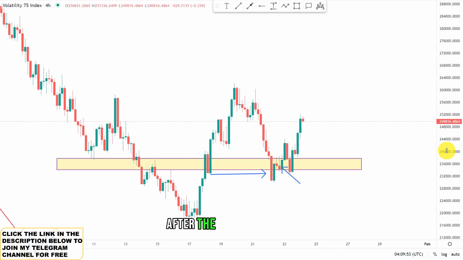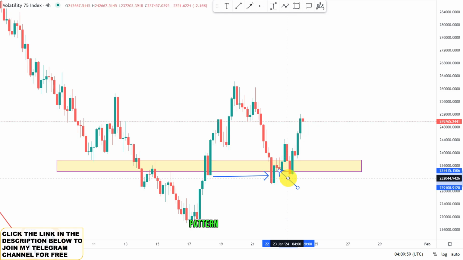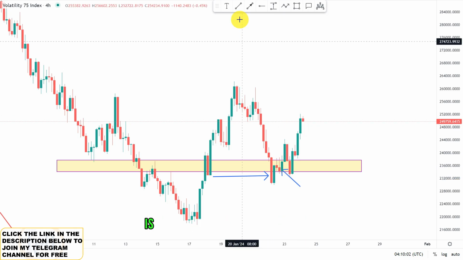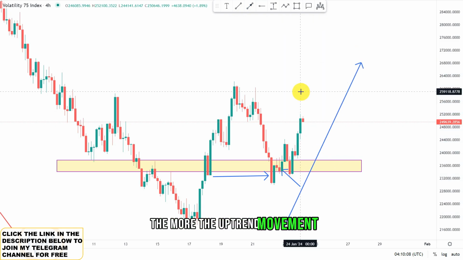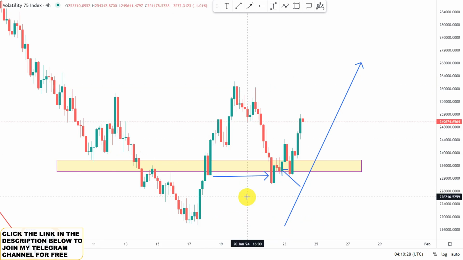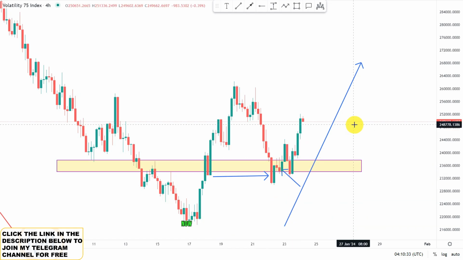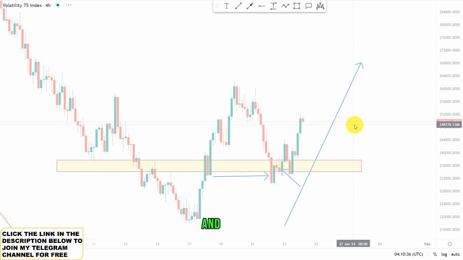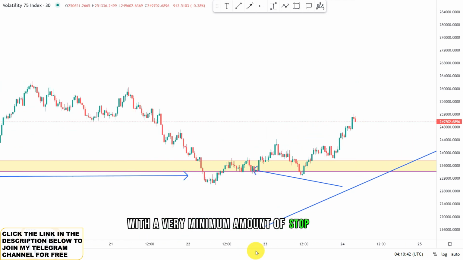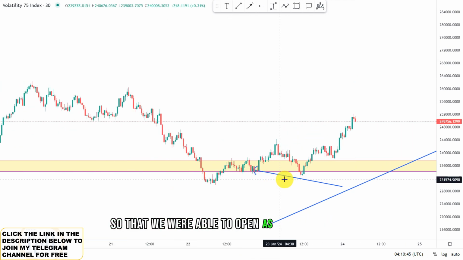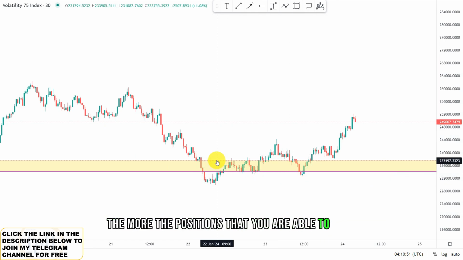Now we know after the market came to retest this level and provided these fake breakouts and the formation of this candlestick pattern right here, it showed us that this market is forming a continuation pattern of our formed uptrend movement, the uptrend movement formed the moment the market broke the previous downtrend movement. So this made us go to the lower time frame with a mindset that we are to look for buy opportunities. Straightforward, I went to the 30-minute time frame, and here I'm going to show you how we were able to get our entry with a very minimum amount of stop loss, so that we were able to open as many positions as possible. Because the lower the stop loss, the more positions that you are able to open.